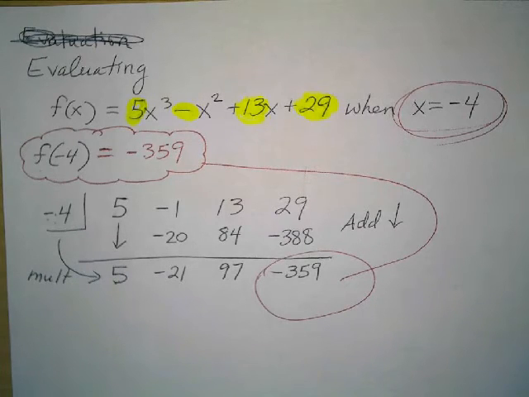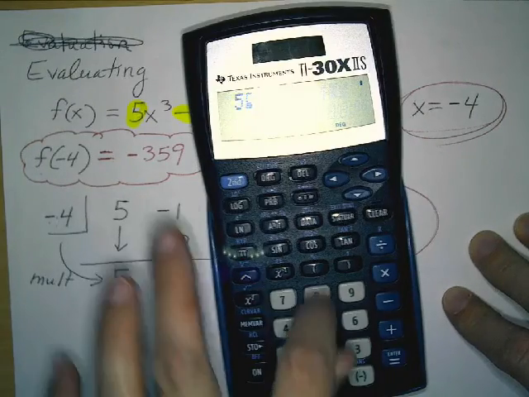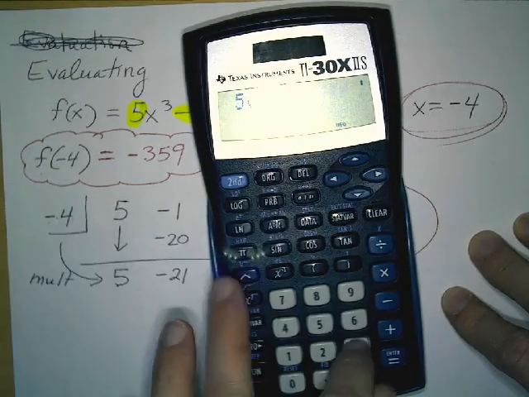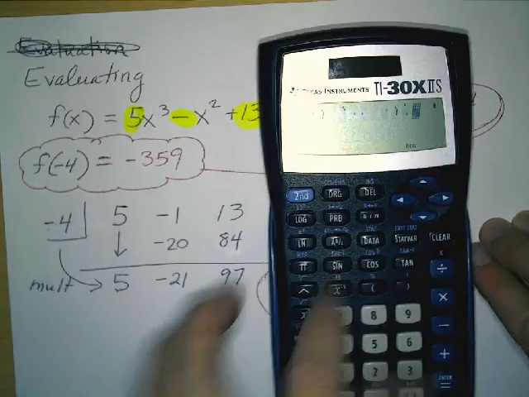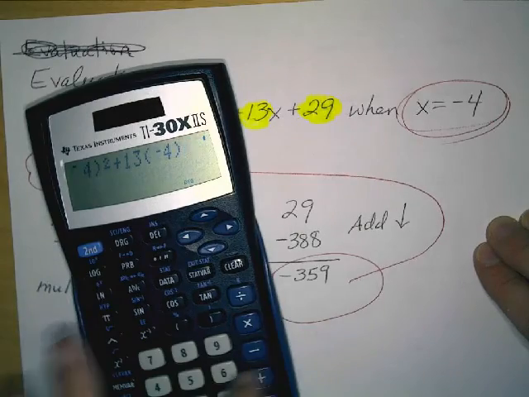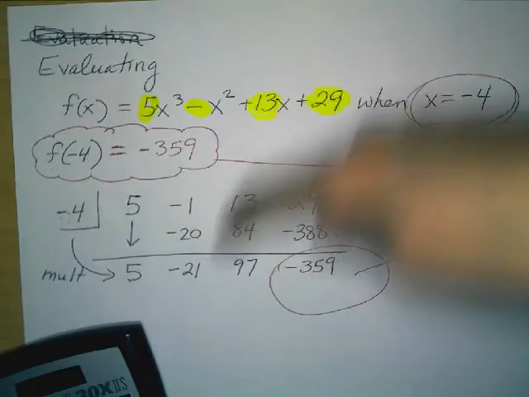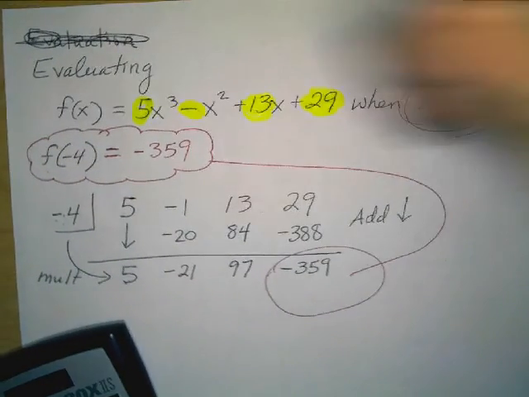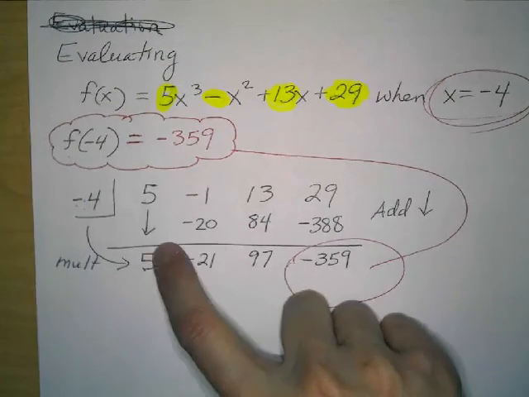So could we just plug it in there and get the answer like that? Yeah, but sometimes they're going to want you to show how you can do synthetic division to get it. Like if I took a calculator and I did 5 times -4 to the 3rd power, and then minus -4 squared, and then plus 13 times -4, and then plus 29, you should get the same answer. Yeah, -359. See, it shows that you can do the synthetic division and get the same answer as if you plugged in the number. They want you to show how you can do it this way.